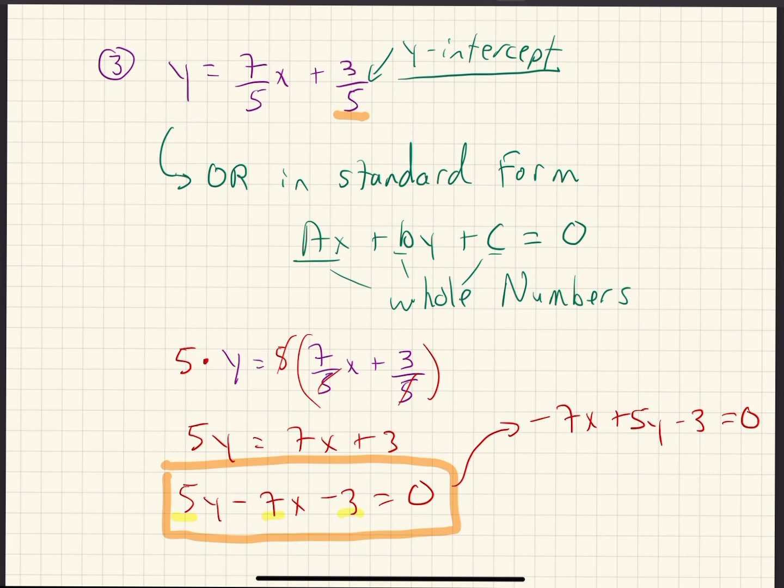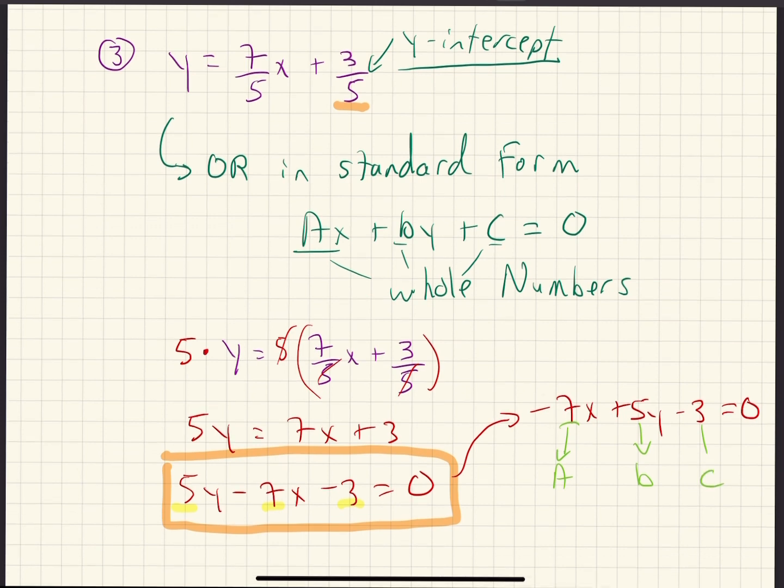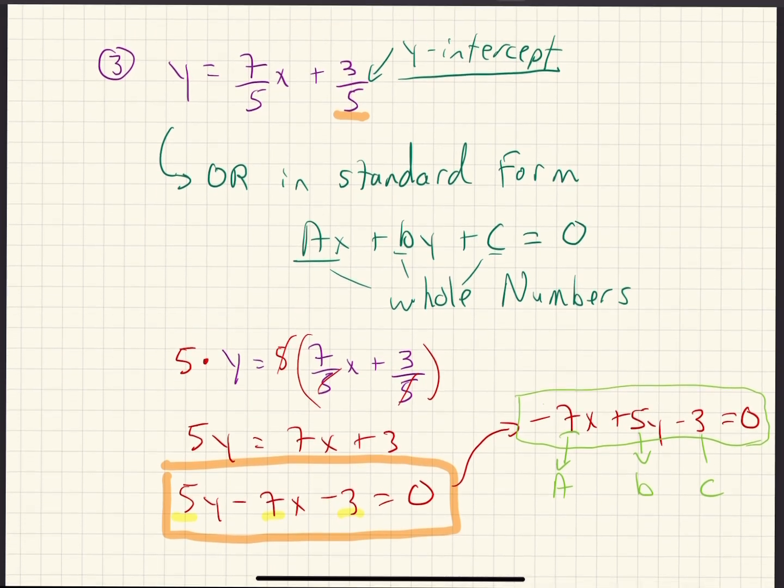where of course the negative 7 is your a value, your 5 is the b, and the c value is negative 3. But again, this is an extra step, and I'm just showing you how we would convert this to standard form if it was asked. But if it's not asked, this over here is sufficient.